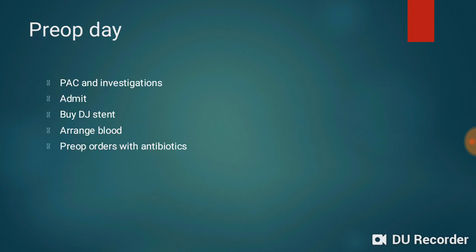Now, on the preoperative day, we have to send for the pre-anesthetic checkup and investigation. After we have diagnosed pelviureteric junction obstruction, we can come in for the surgery. We have to take a decision. We admit the patient. We have to buy a DJ stent. Generally, now the pelviureteric junction is repaired over a DJ stent. Earlier, a nephrostomy stent was used. Now a double J stent is used. Arrange blood, and we have to write the pre-op orders and antibiotics.